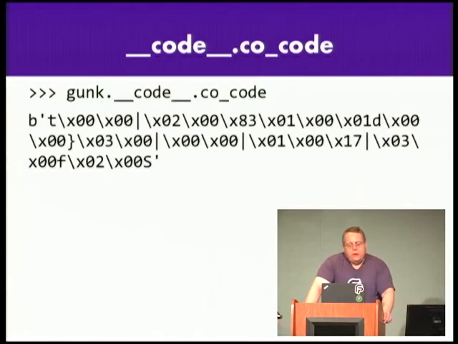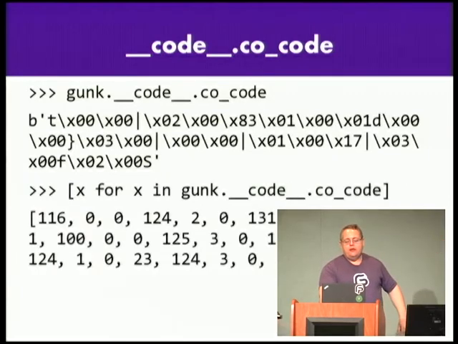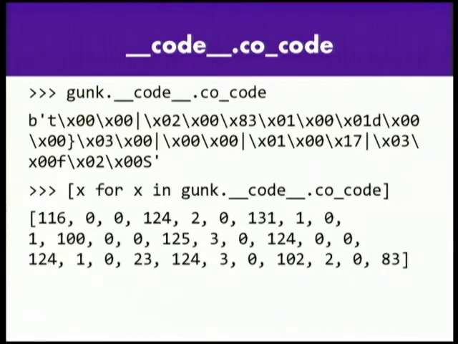The big one everyone wants to see is the program itself. CO underscore code inside of the code object is the bytecode for the function. And it's terribly unreadable in this format. This is a byte string. It's slightly more readable if you print it out as integers. And here we are. We can actually sort of figure out what some of this is. I think 116 is like load fast.